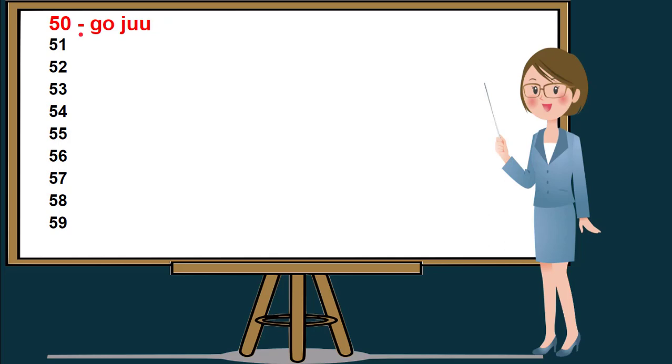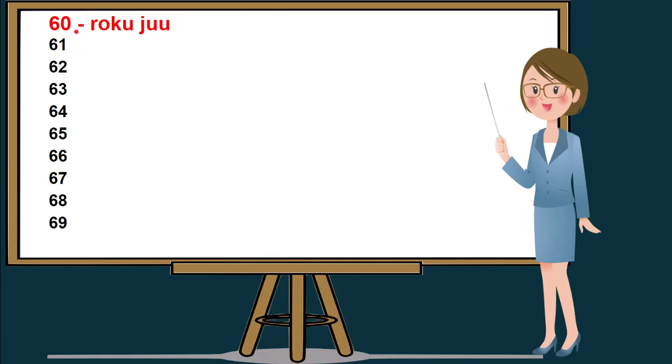Now we will count 50 to 59. Please repeat after me as I point the numbers. Goju, goju ichi, goju ni, goju san, goju yon, goju go, goju lok, goju nana, goju hachi, goju kyu. Very good.